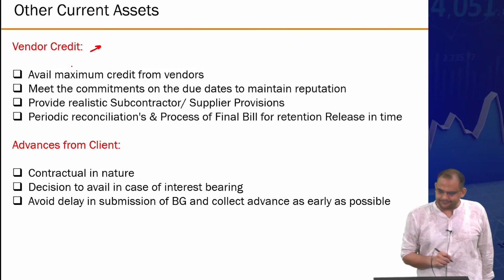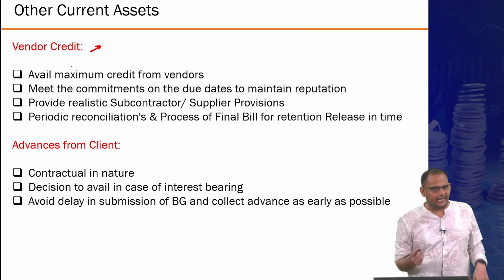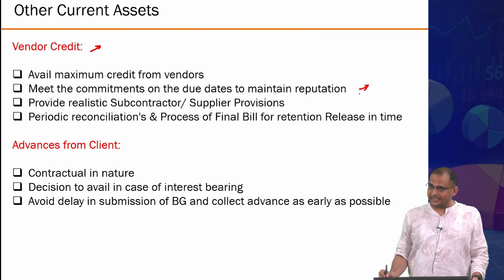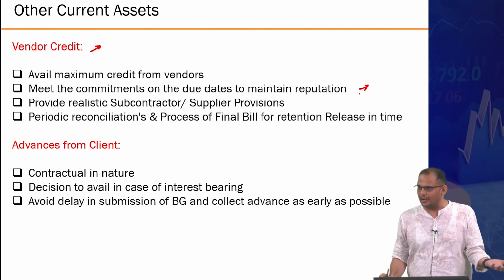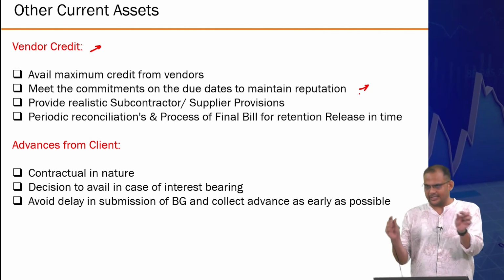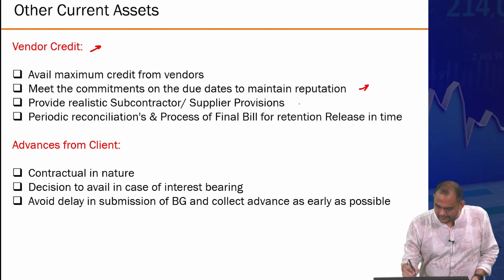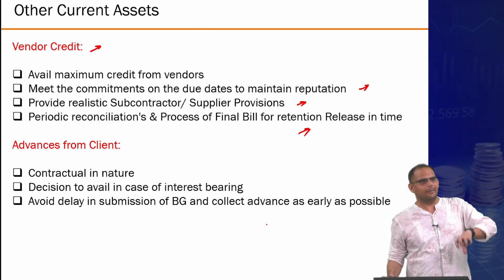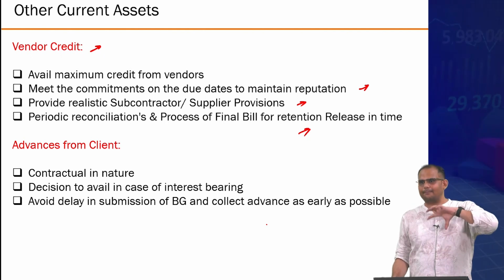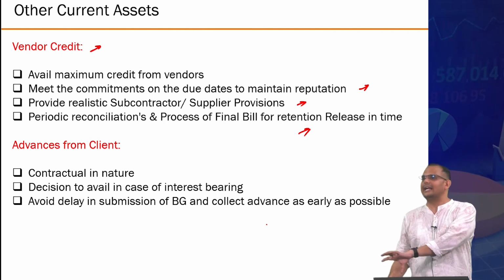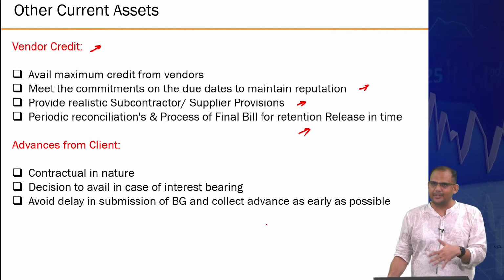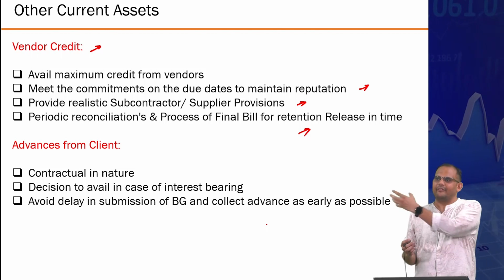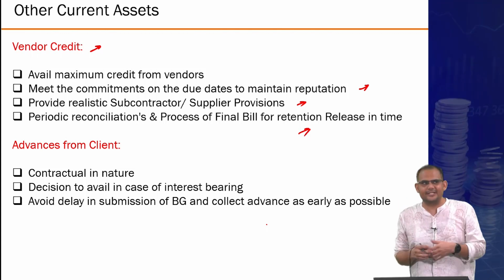For vendor credits, you need to avail the maximum credit from the vendors. Meet the commitments on the due dates to maintain the reputation. You cannot be not paying them at all, otherwise they will not supply to you. So there's always a balance there. You have to have some sort of realistic conditions. You cannot be assuming that you are in the power all the time and therefore you can always guide the payment condition. That's impossible. Every credit will have its limit, and if the vendor stops supplying, then your project gets affected.